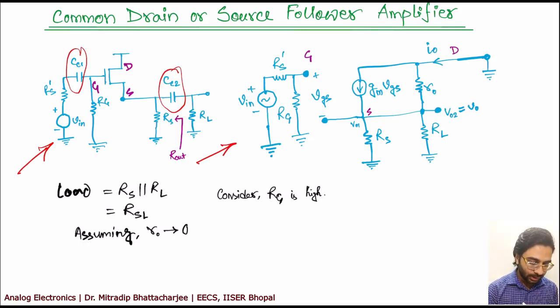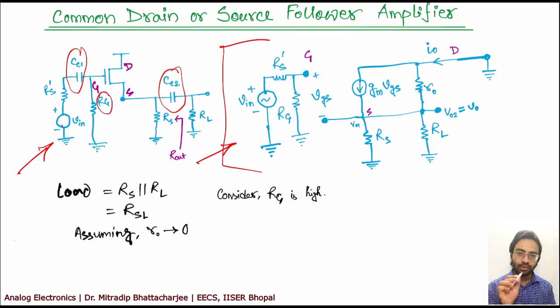The equivalent circuit of this amplifier is shown on the right hand side, wherein you have Vin. You have the source resistance RS dash. Then you have RG. I have already told you that RG generally comes from the bias, RG1 parallel RG2. So this RG actually represents the bias.